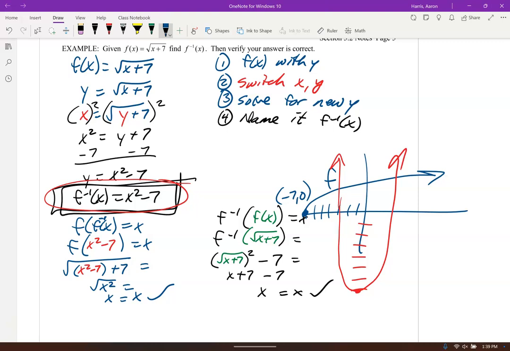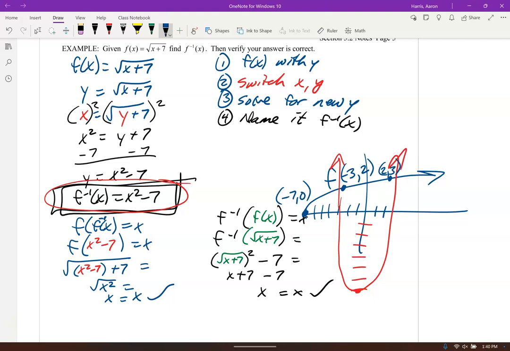Another one would be like negative 3, right? Negative 3 plus 7 is 4. Square root of 4 is 2. So negative 3, 2 would have to flip-flop. Another nice one would be like 2. 2 plus 7 is 9. Square root of 9 is 3. So I'm like, wait a minute.